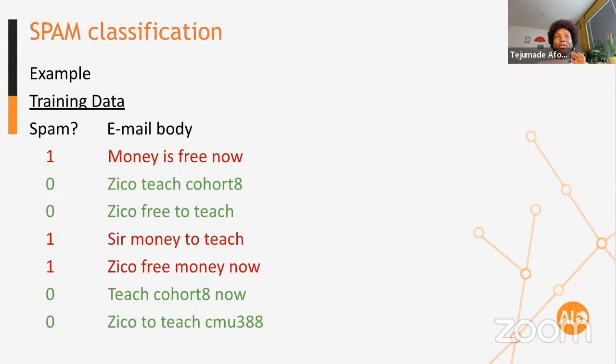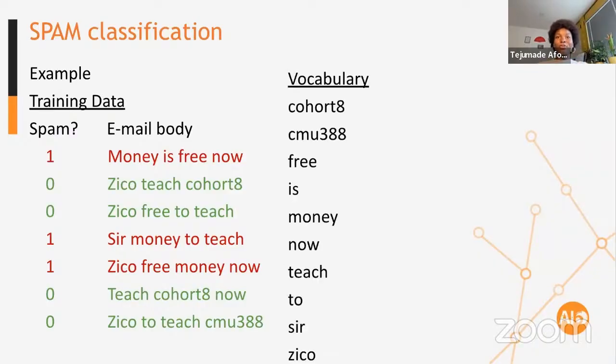What are the vocabulary words in, say, your email body? Can people just list the different words that you can find here? Teach, right? What are the words? We have teach, we have now, we have money, yeah, exactly, free, and so on. So we have tool, we have teach, we already said teach, we have CMU 388. So all of these are the vocabulary that are contained in our email body.